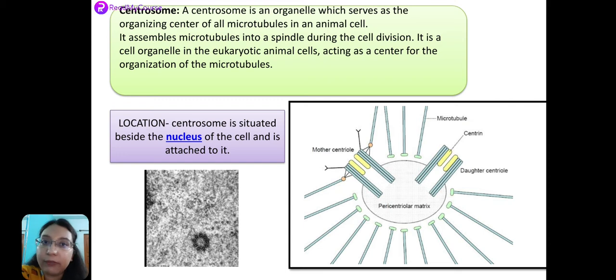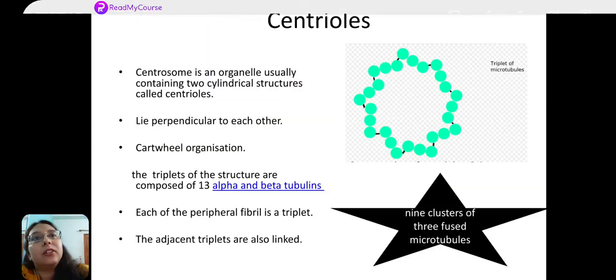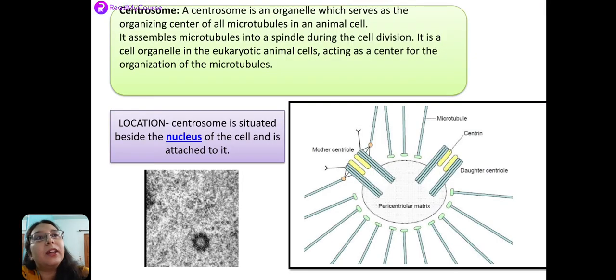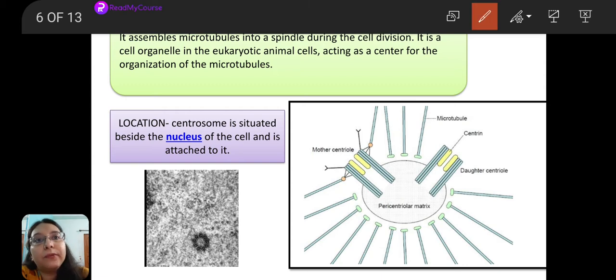It is exclusively found in eukaryotic animal cells, we have seen that, and it acts as a center for the organization of the microtubules, right? So what is the location of a centrosome? It is located just next to the nucleus and it is attached to the nucleus. When we have an electron microscopic view, we find a picture somewhat like this. See this cartwheel like structure, this is the centrosome. It is a very prominent structure which can be seen very easily under a microscope.